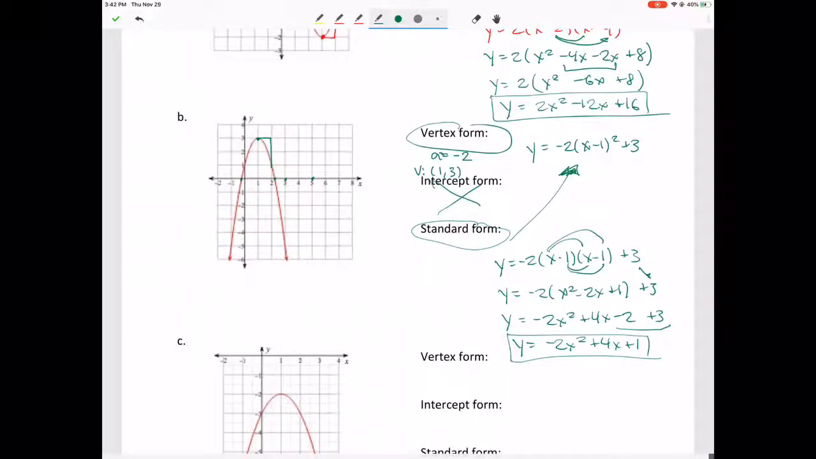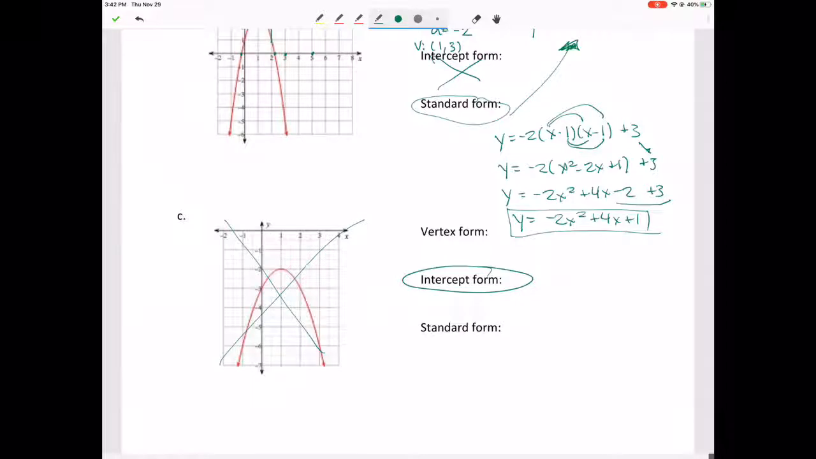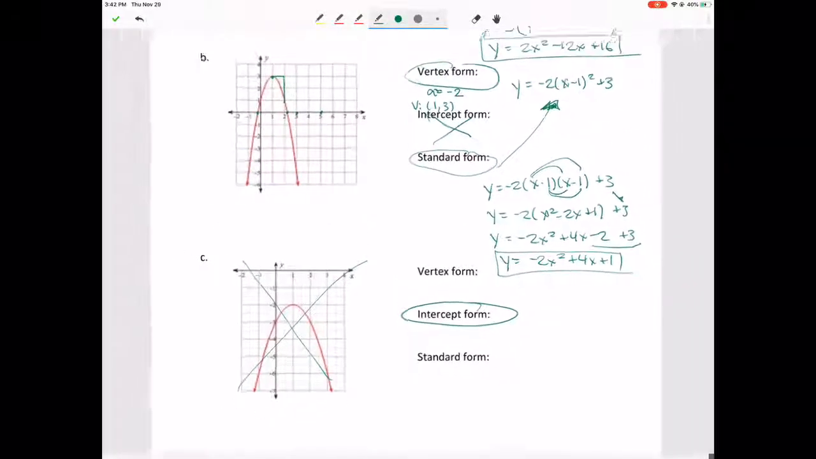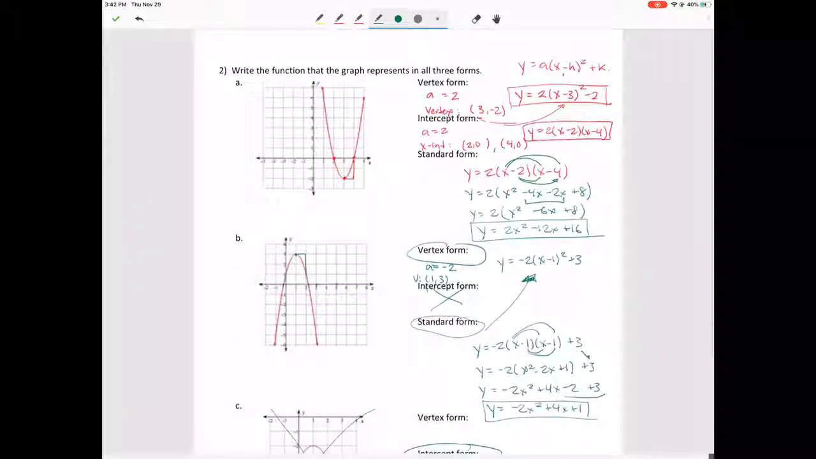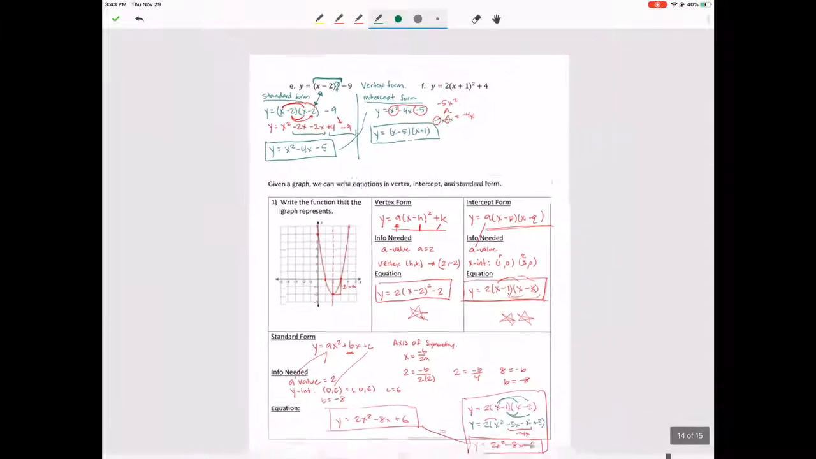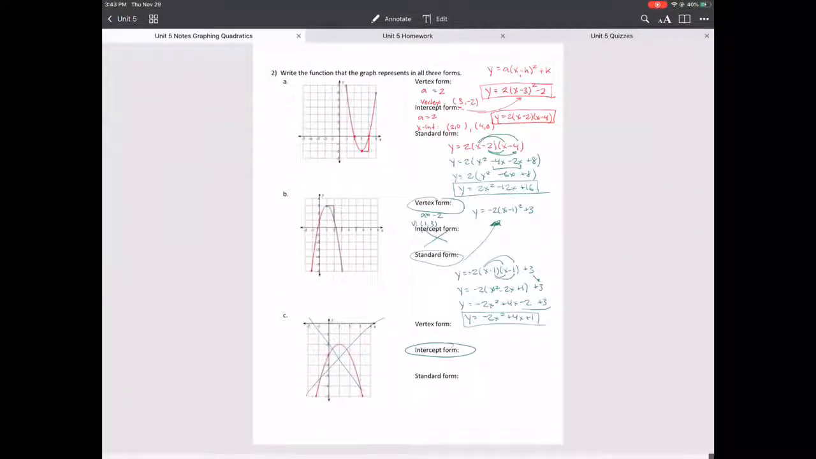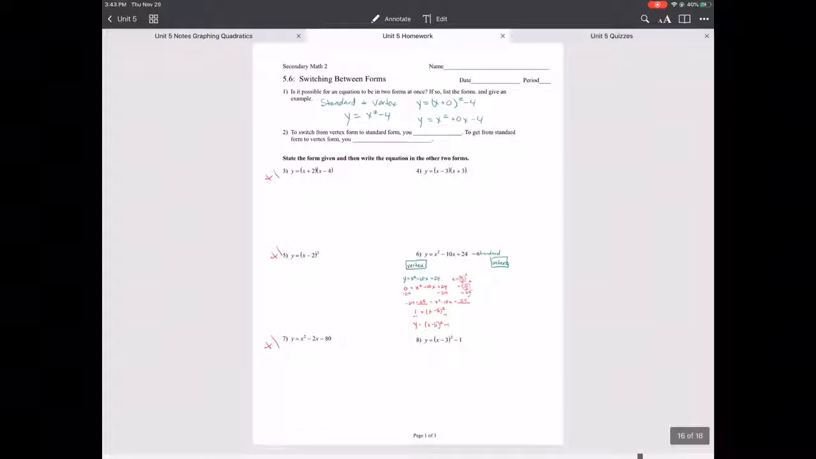Okay. All right, and then C, obviously here, we can't do the intercept form because there are no x-intercepts. And there will not be a problem like that on the test either, okay? So all the graphs will be nice, more like A. All right? So that is everything for today. If you have any questions, let me know. And I will go over this homework really quick just in case anyone has any questions.